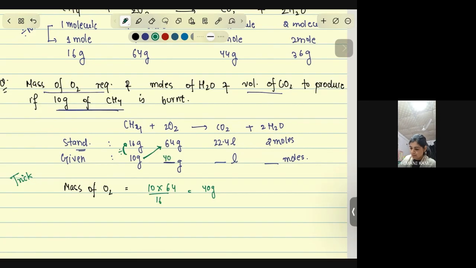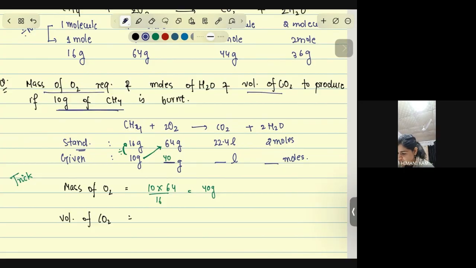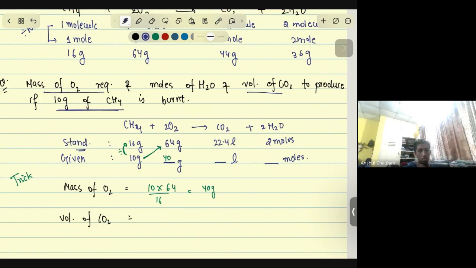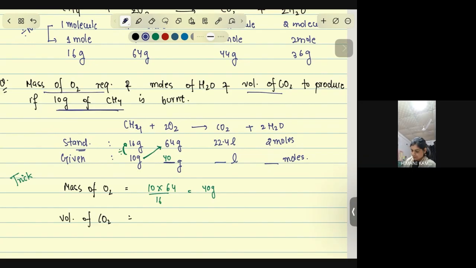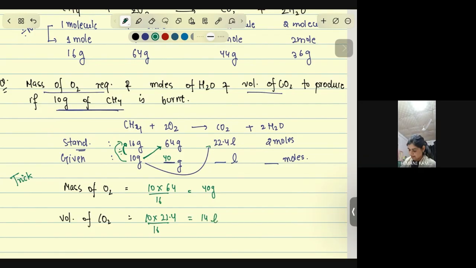This is 40 gram. Now, the volume of CO2. I got 11.4 liter. Okay, let's see. For the volume of CO2, we will again multiply with the standard, which is 10 into 22.4, and then again divide by 16. Did you solve this? So the answer will be 14 liters.